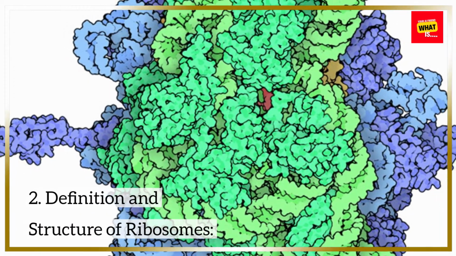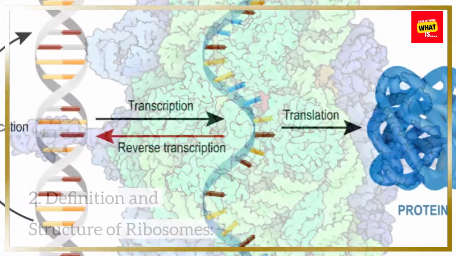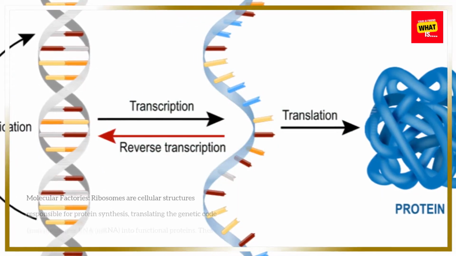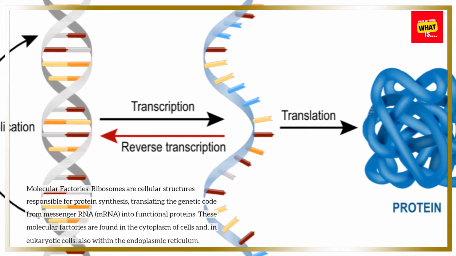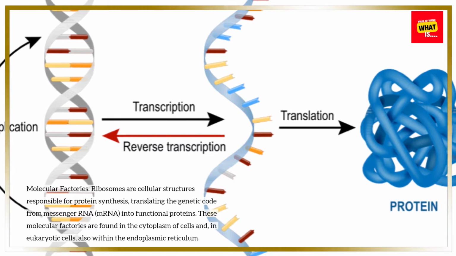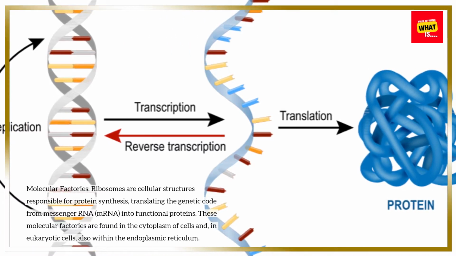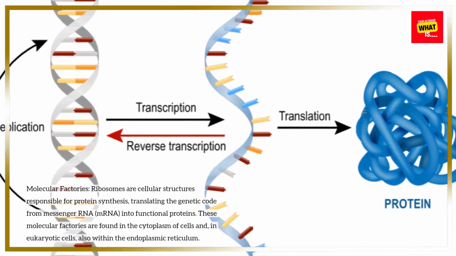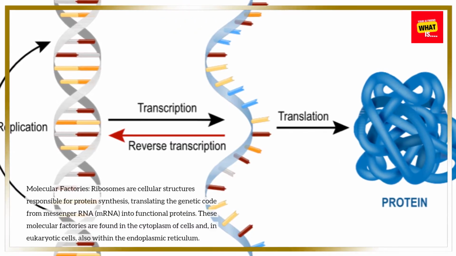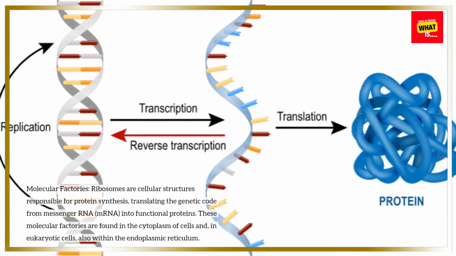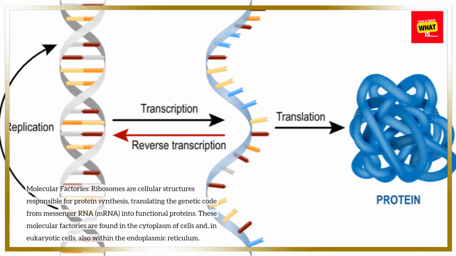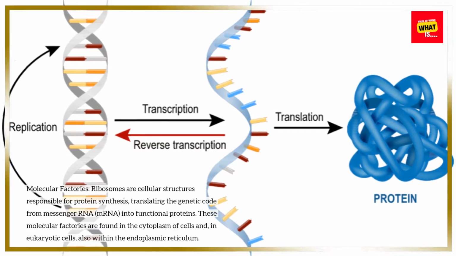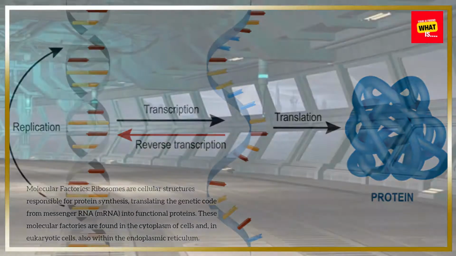2. Definition and structure of ribosomes. Molecular factories. Ribosomes are cellular structures responsible for protein synthesis, translating the genetic code from messenger RNA, mRNA, into functional proteins. These molecular factories are found in the cytoplasm of cells and, in eukaryotic cells, also within the endoplasmic reticulum.